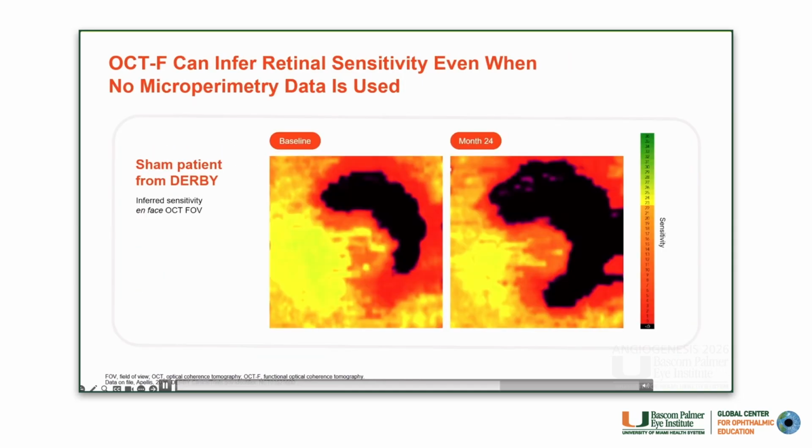This slide illustrates the power of OCTF. It shows the predicted sensitivity maps of a sham patient in DERBY, the pegcetacoplan study that had not included any actual microperimetry testing. It shows the absolute scotoma progressing from baseline to month 24, with surrounding reduced sensitivity highlighted in red just next to atrophy and more far away in orange.